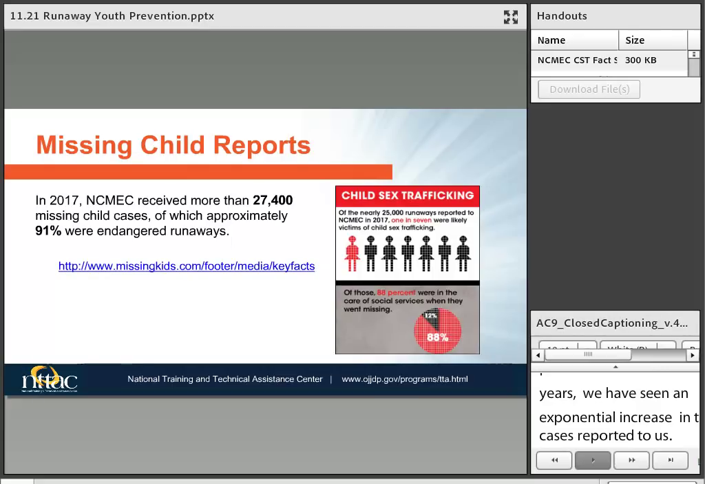And we also saw that there was a big intersection between those who were in care and those who were likely sex trafficking victims. Of the runaways reported to us in 2017, we saw that 1 in 7 were likely victims of child sex trafficking. And again, that intersection between those in social services care when they went missing and the likely victimization by child sex trafficking was a very big 88%.